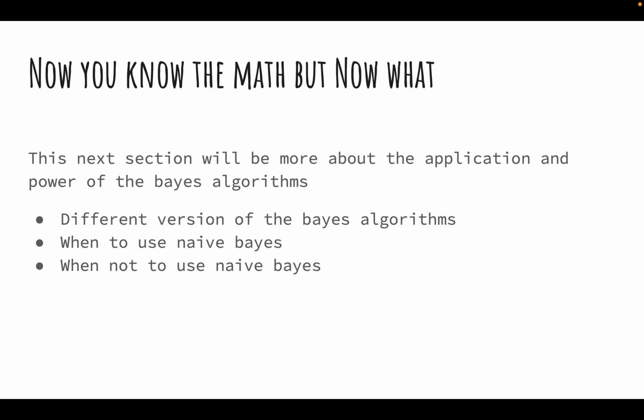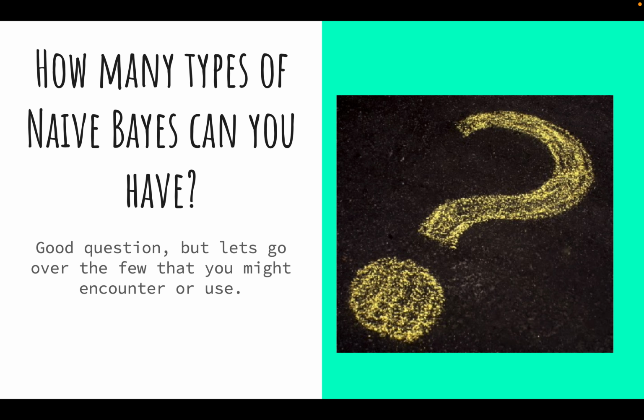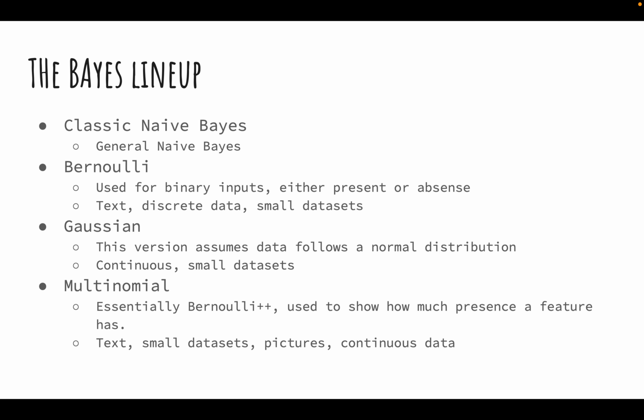So now you know the math, but now what? What are we going to do? Let's talk about different versions of Bayes' algorithm, when to use naive Bayes and when not to use naive Bayes. So there are many different types. This is not an extensive list, it's just the most common types. So the classic naive Bayes is the general Bayes, right? That's essentially the most upper class. If you're going to talk about English, that's just the language, but there are so many different parts of English, right? So let's talk about specific parts or specific techniques.